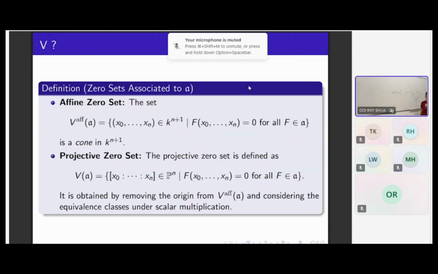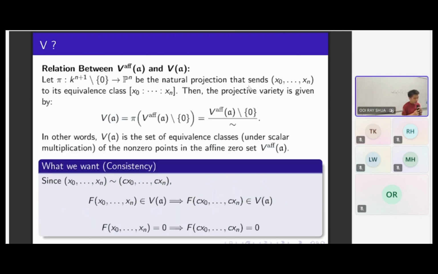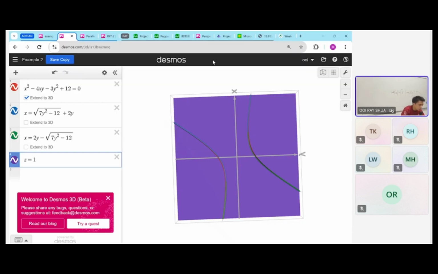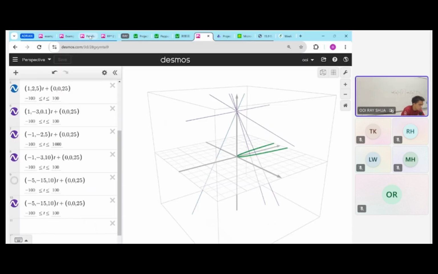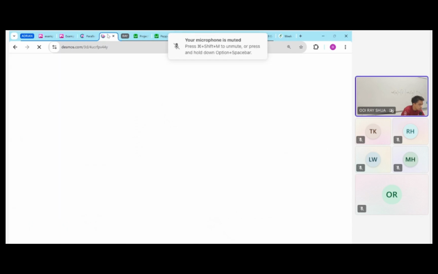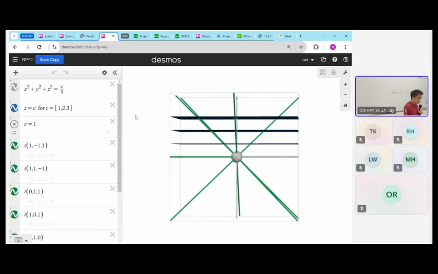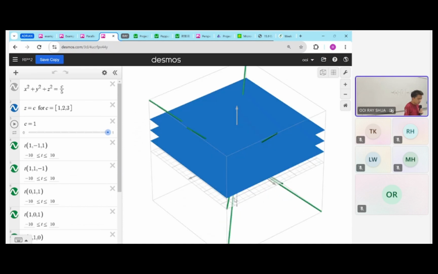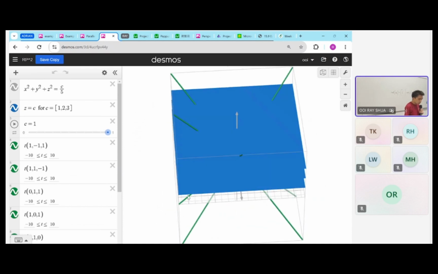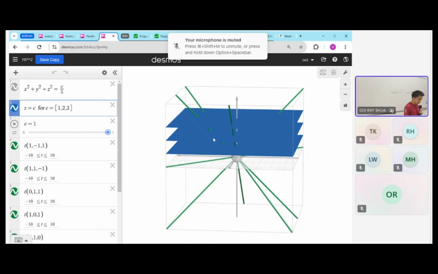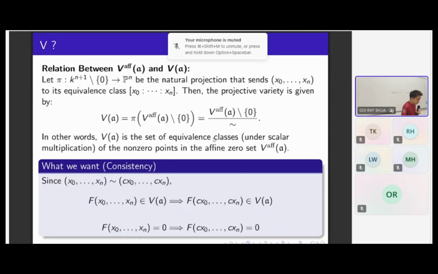So in fact, that's the relation between V affine and V, which is the relationship between projective space and so on. Like what we did just now, we have projective space, so we identify the lines with the points on the plane. These points are identified with the line. So that's what we are doing: we are creating an equivalence class.